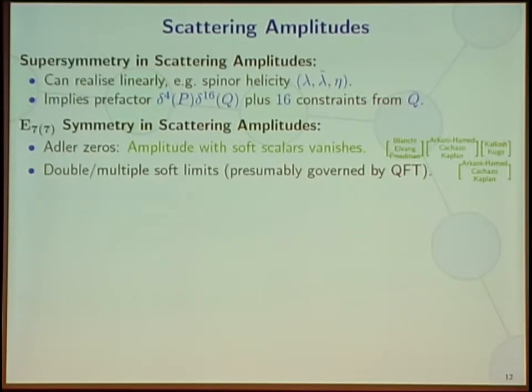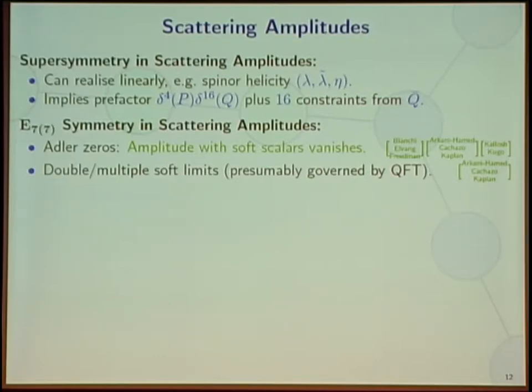Right, so let's consider the various symmetries in the scattering amplitudes. First, there's supersymmetry, which we can realize linearly. Say in the spinor-helicity framework, it's easy to see that supersymmetry really acts linearly, and it applies more or less this momentum conservation and supermomentum conservation prefactor, and a few more linear constraints from Q bar. So that's sort of similar, but E7 acts differently.